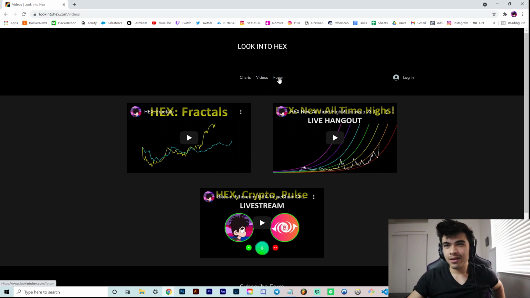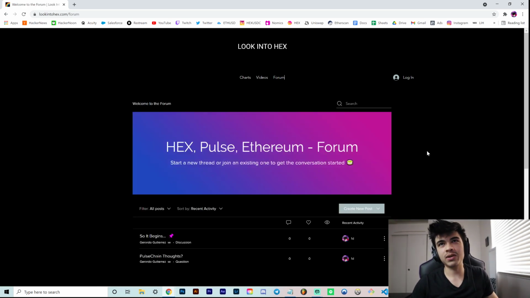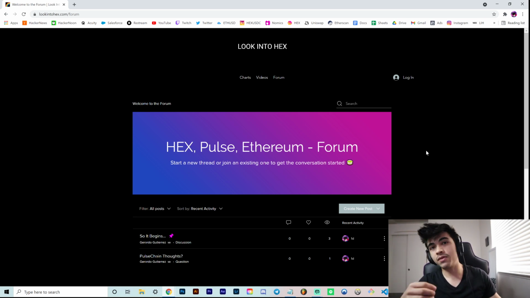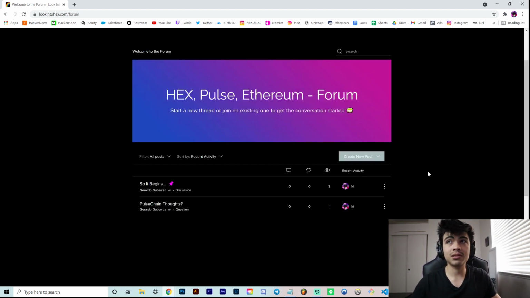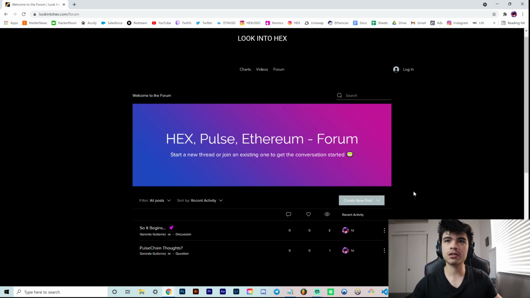As well as, I said, why not have 3 options here? What should be the third option? The only one that really made sense was a forum type page, so we included that. And I know you guys love to talk in the Telegram groups, which I'm a part of. I'm in the Pulse Chain chat, in the hex.com chat, a bunch of them. And it's fun, it's great. This is just a different place where if you wanted to talk about things more related to the videos on the channel, then this is a good spot to discuss.